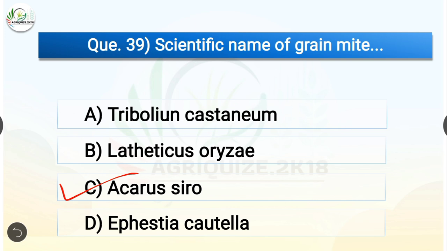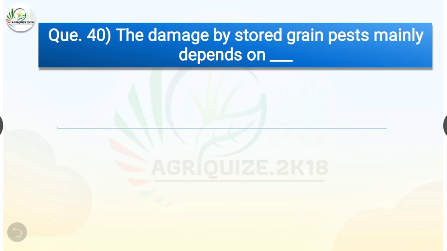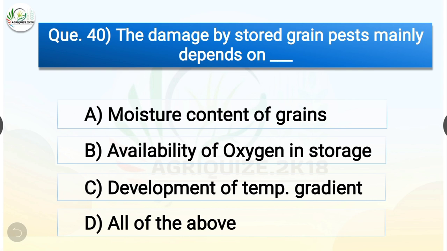Question number 40. The damage by stored grain pest mainly depends on dash. The options are moisture content of grains, availability of oxygen in storage, development of temperature gradient or all of the above. The correct answer is option D, all of the above. So the damage by stored grain pest mainly depends on all, which is moisture content of grains, availability of oxygen in storage and development of temperature gradient.